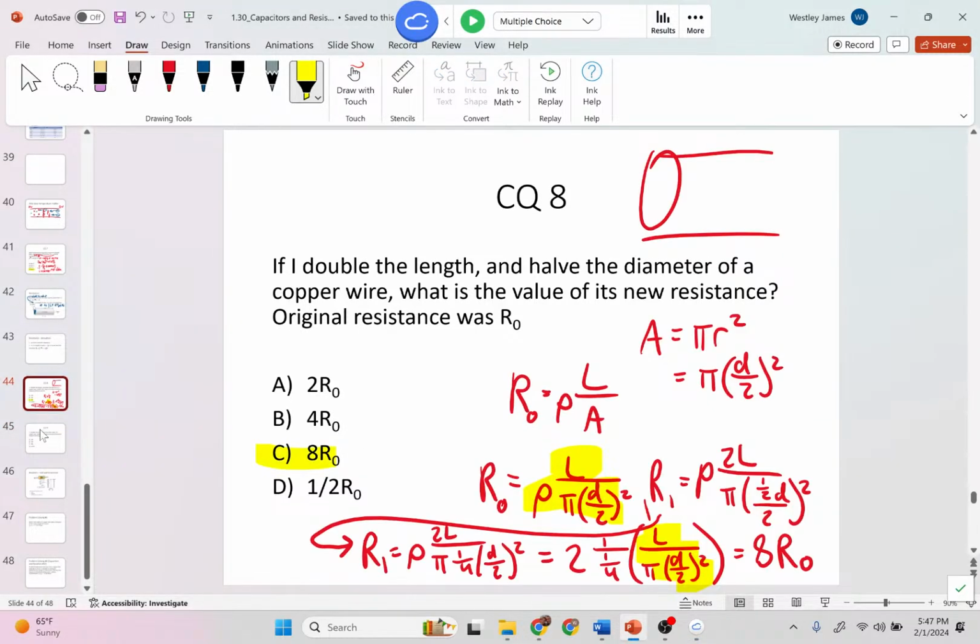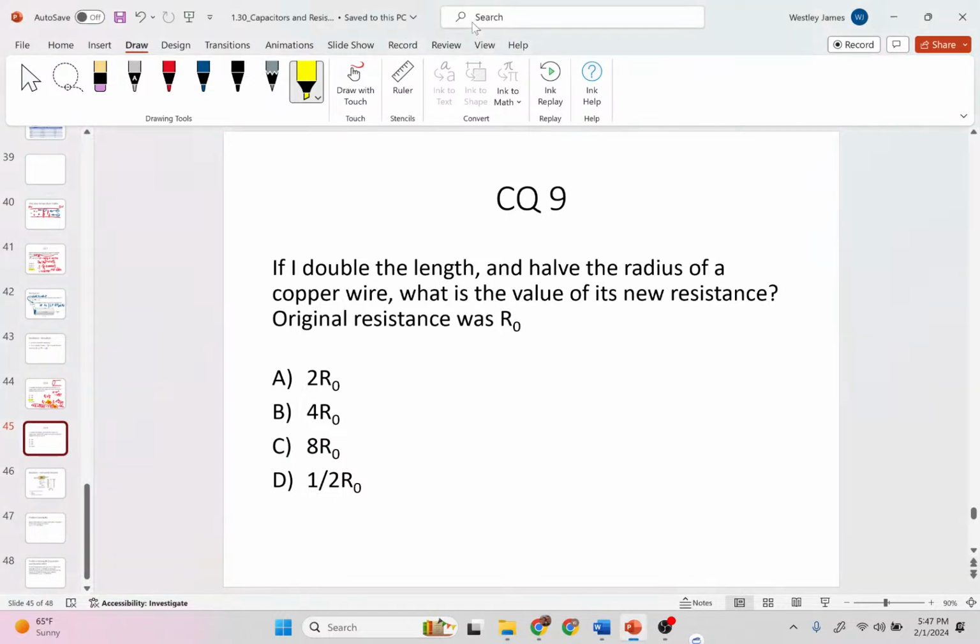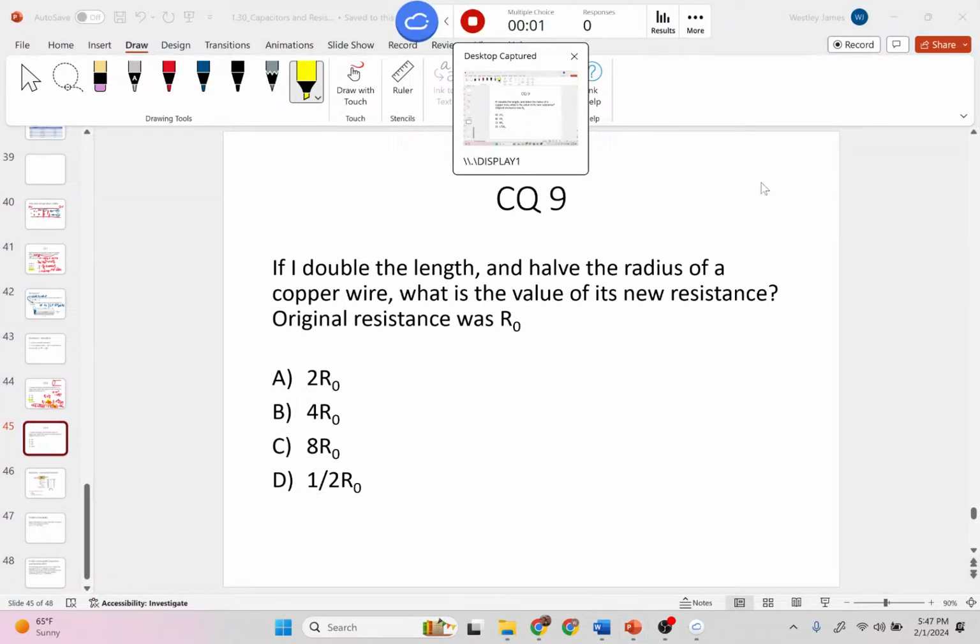All right. So, because I was so mean in the last one, I'm going to give you all a very major hint on this one. Same problem. If I double the length and halve the radius, what's its new resistance? The last problem was halving the diameter. I'm going to tell you all, if you halve the diameter, you're halving the radius. So in this problem, everything is the same. I replaced diameter with radius.